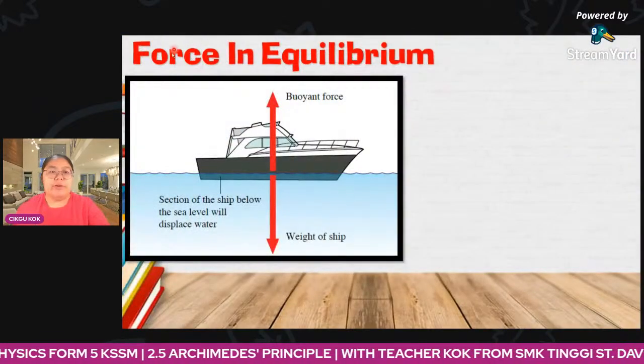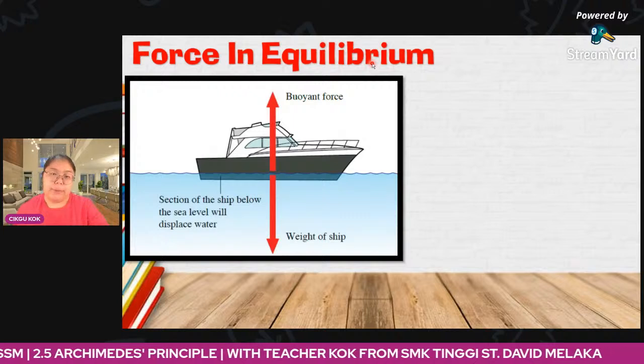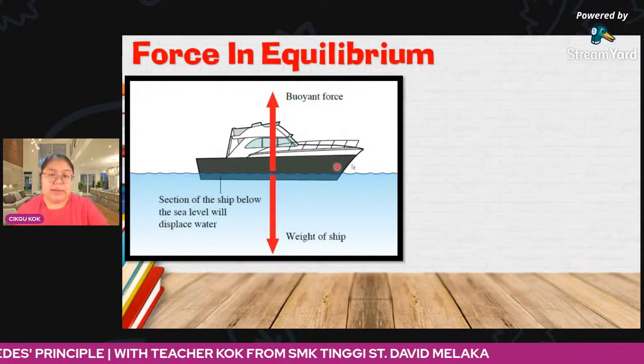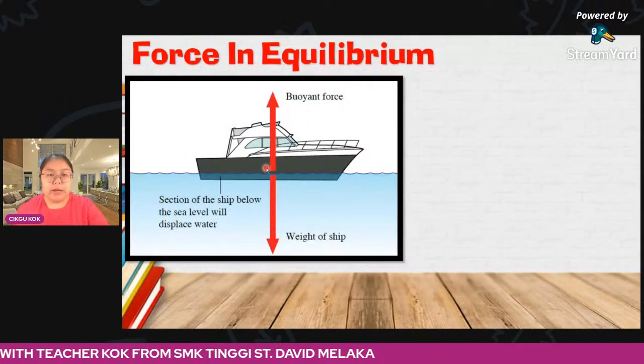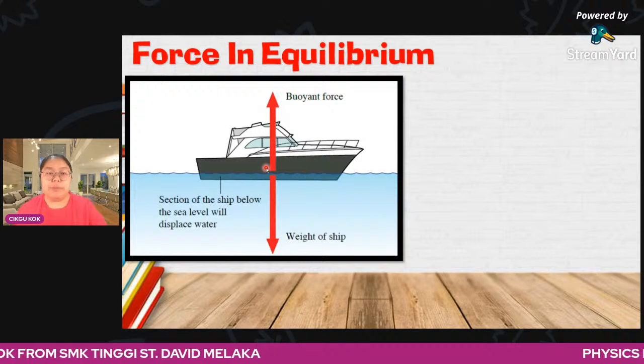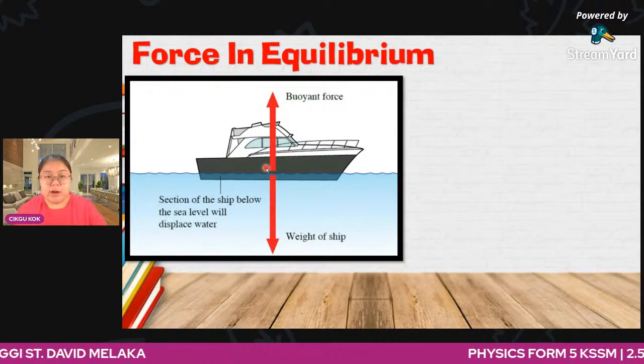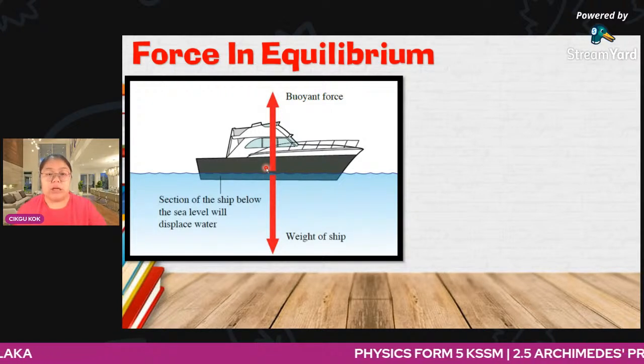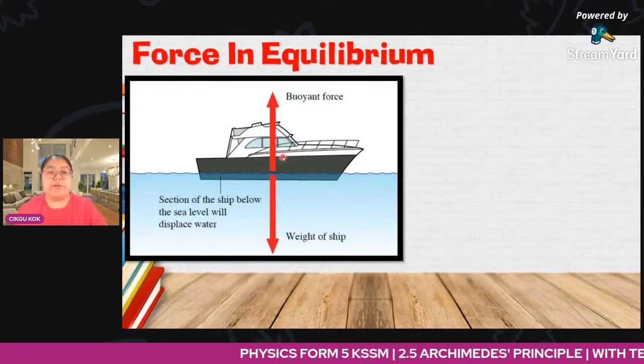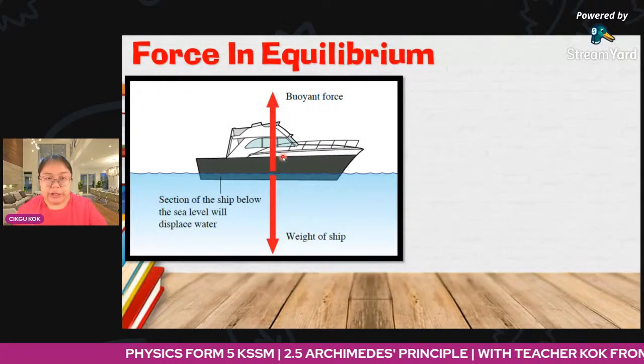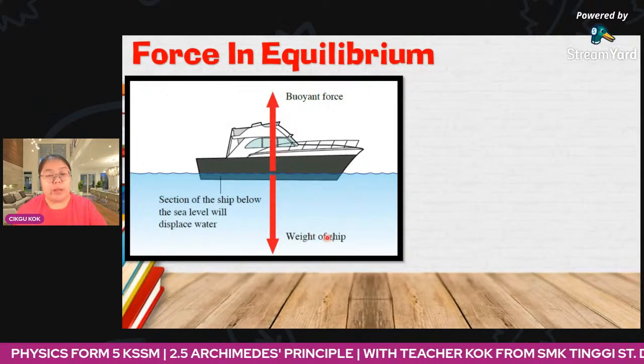Okay, now this one we call force in equilibrium. Equilibrium means balance. Now the ship is stationary on the surface of the sea. So you find we have two forces acting on this ship: a buoyant force and the weight of the ship.